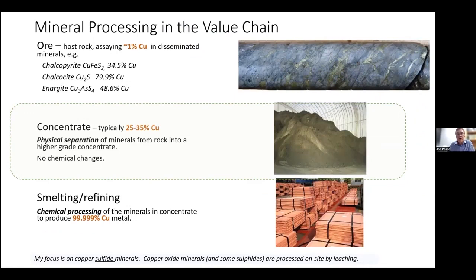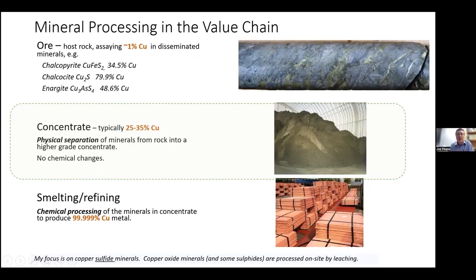That's the ore. The ore goes to the concentrator, and the aim of the concentrator is to physically separate those minerals that naturally occur in the rock into a higher grade concentrate. Typically that would be about 25 to 35% copper, depending on the natural mix of minerals in the ore. So mineral processing does not make any chemical changes, it's only physical extraction of the natural minerals. Chemical changes happen later in smelting and refining. That's the chemical processing of those minerals to produce very high quality copper for electrical and other applications.